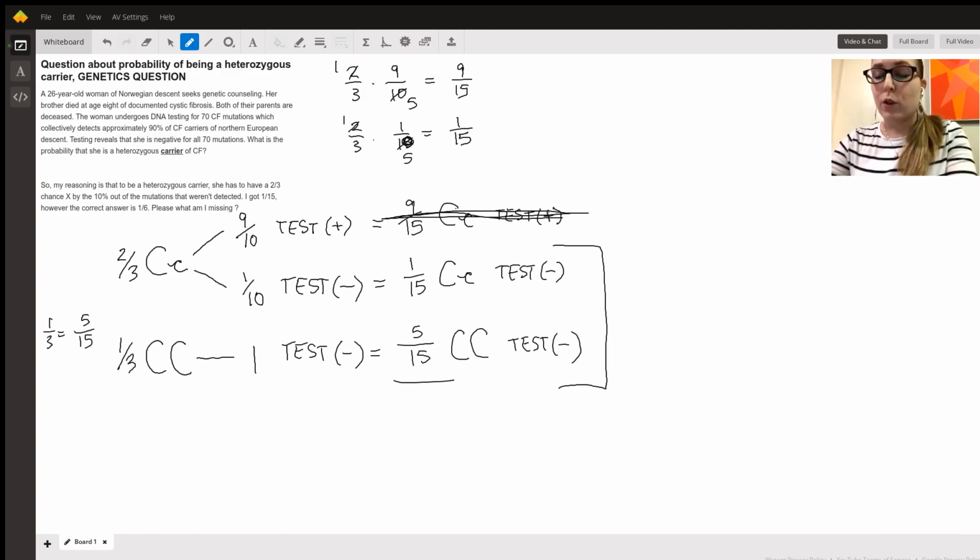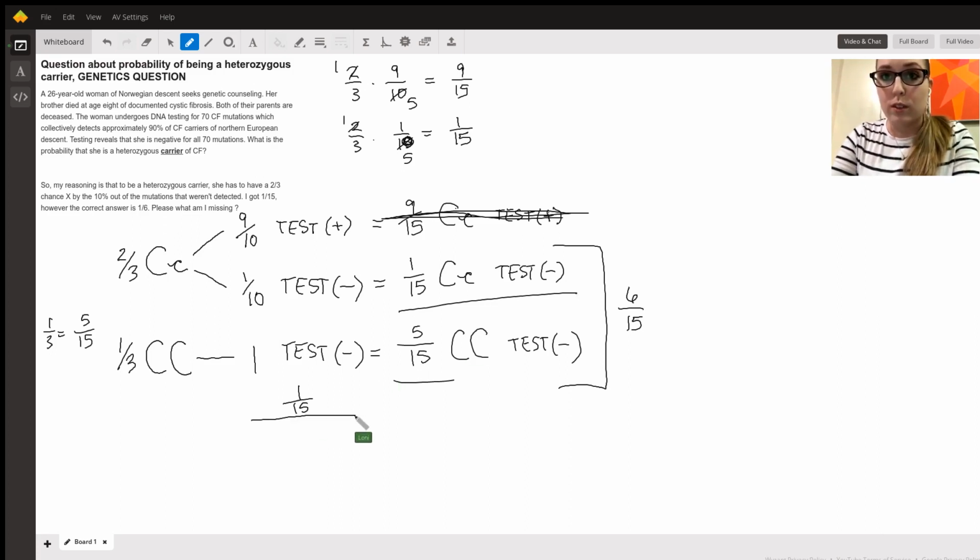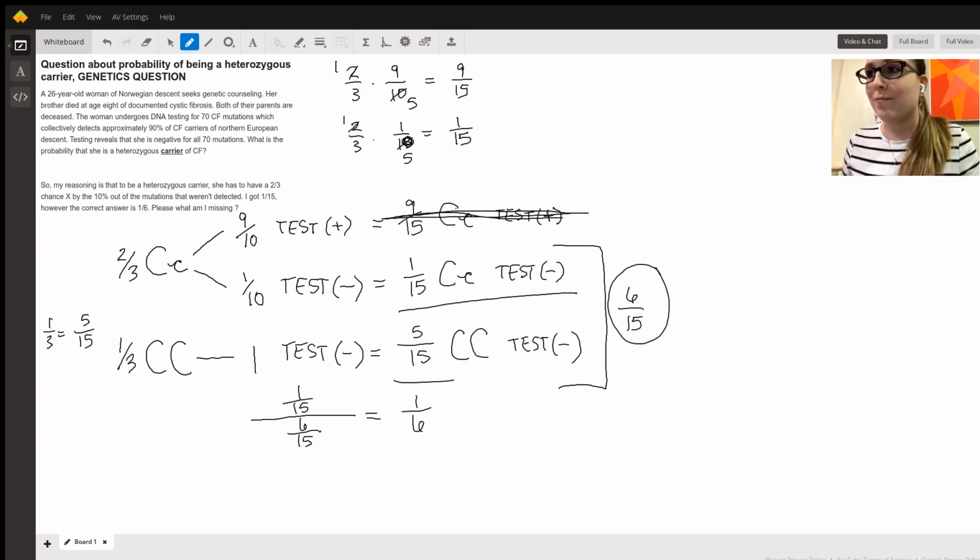So the total for the individuals who test negative is going to be 1/15 plus 5/15, or 6/15. So this is the total amount of the individuals who tested negative. Therefore, the likelihood that she is a heterozygous carrier that tests negative would be 1 out of 15 heterozygous testing negative over the total of the possibilities of the individuals who test negative, which is 6/15. And so when you simplify this, 1/15 over 6/15 is the same as 1/6, and that is the answer. Okay? Does that make sense?